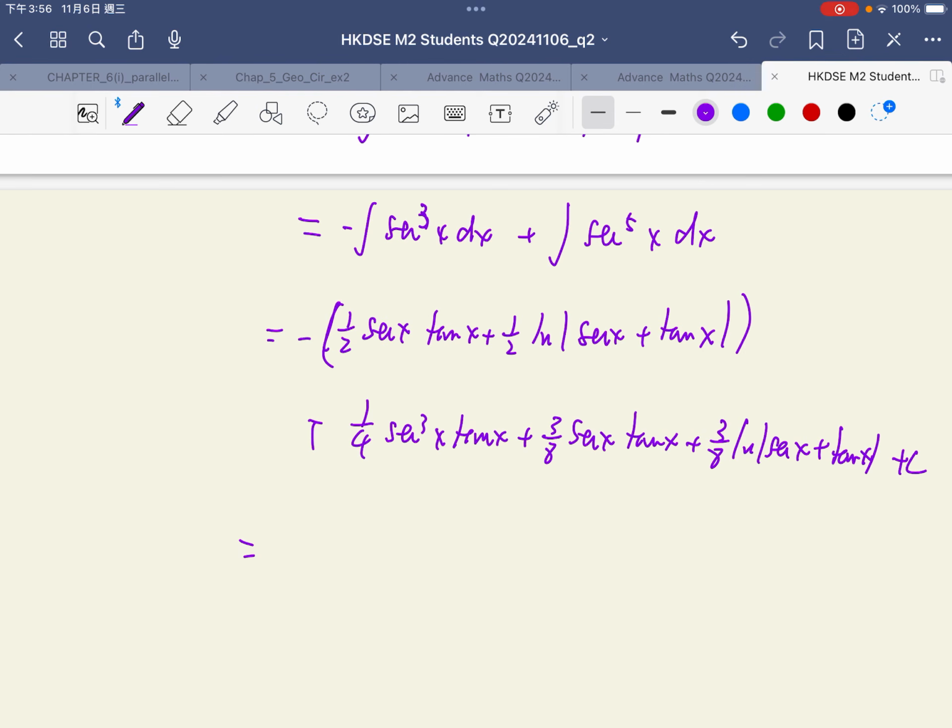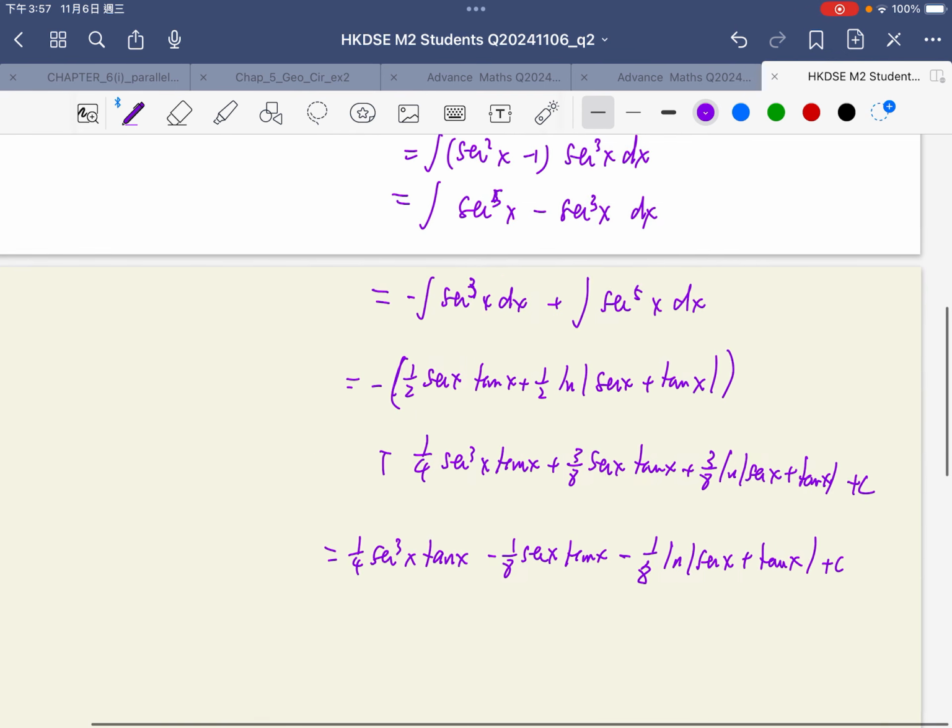And finally, we can simplify the answer. 1/4 secant cube x times tangent x. Let me see. 3/8 minus 1/2 is minus 1/8, secant x tangent x, and finally minus 1/8 natural log of secant x plus tangent x. Yes, it is so crazy in this case.